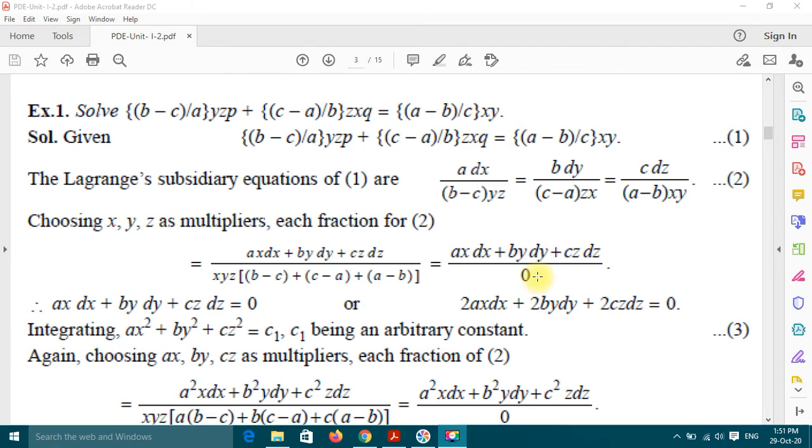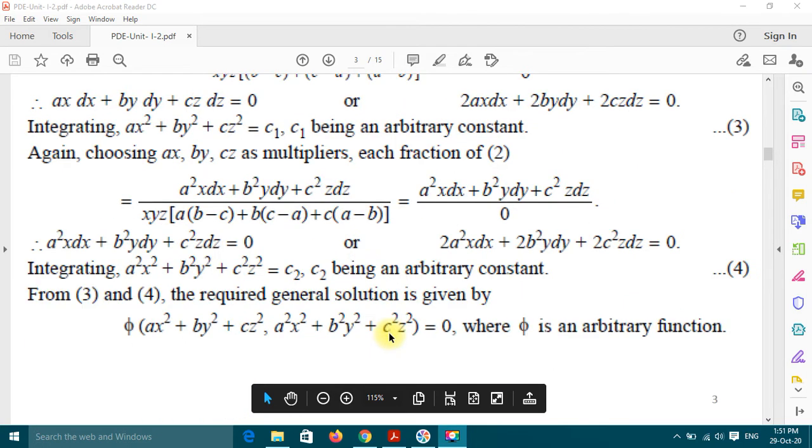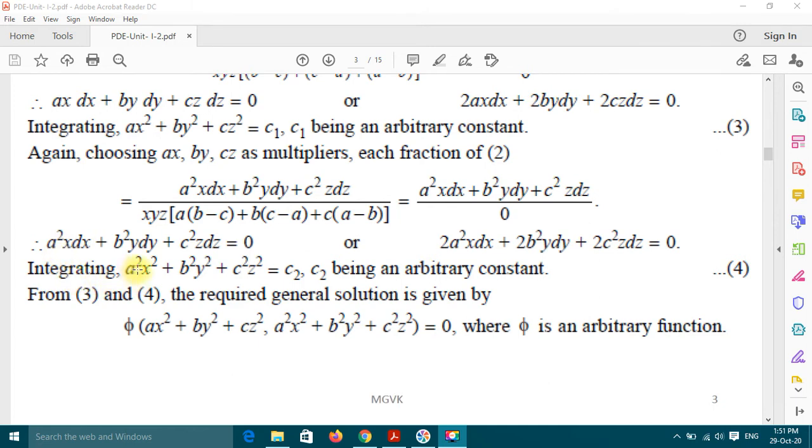Now we cross multiply, because each fraction is equal to this, so the numerator will be 0, means ax dx plus by dy plus cz dz is equal to 0. Now we multiply by 2 and integrate it, then we get ax square plus by square plus cz square is equal to c1, where c1 is an arbitrary constant of integration. With the help of the multipliers x, y, z, we get one solution of the given differential equation.